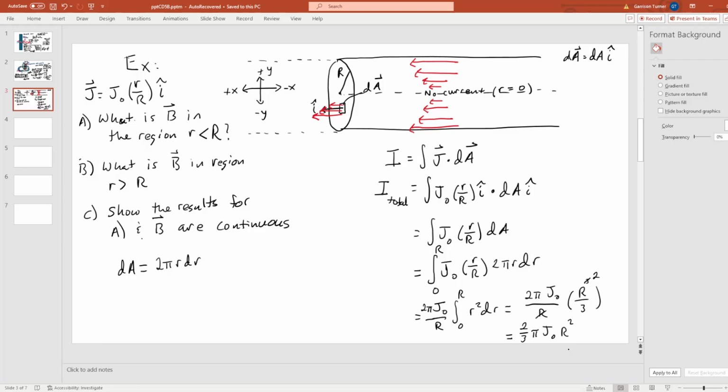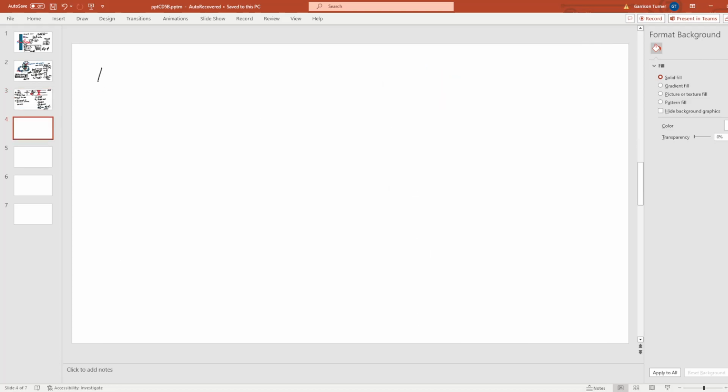Okay? So if we knew what J naught was, if we were given what J naught was, then we would be able to calculate the current explicitly. Okay? So this total current calculation is important because we will need to compare some of our future calculations for this problem to that number. Okay? So now for part A.